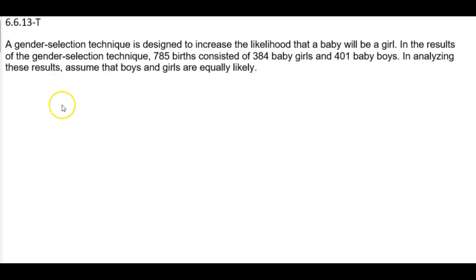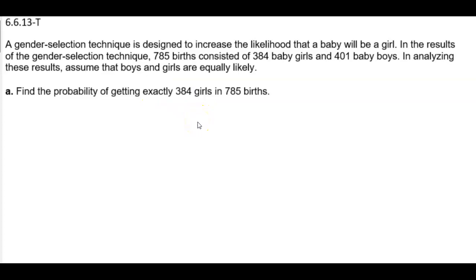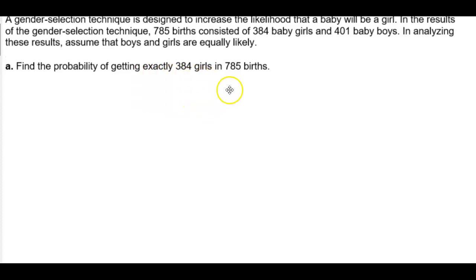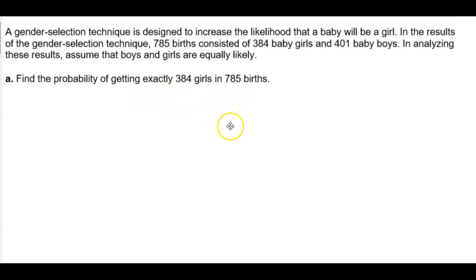A gender selection technique is designed to increase the likelihood that a baby will be a girl. In the results of the gender selection technique, 785 births consisted of 384 baby girls and 401 baby boys. In analyzing these results, assume that boys and girls are equally likely. Part A says find the probability of getting exactly 384 girls in 785 births.